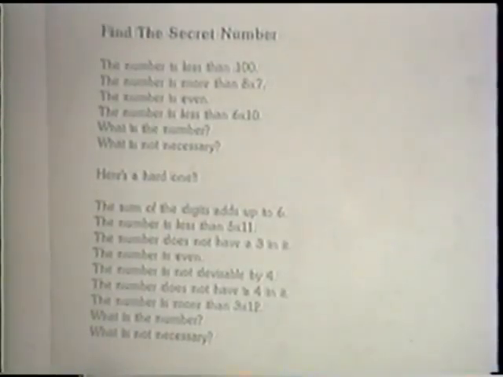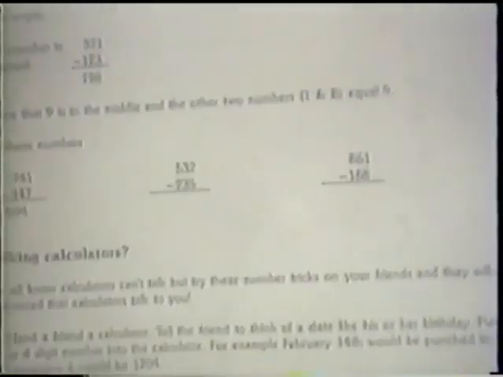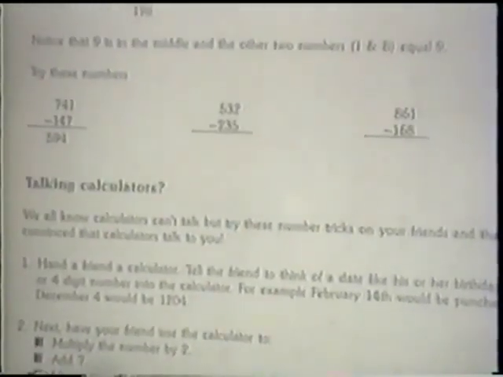These are little games you can play. Games to keep your math skills sharp. That's what we were doing. Now I'll show you one more game to keep your math skills sharp.